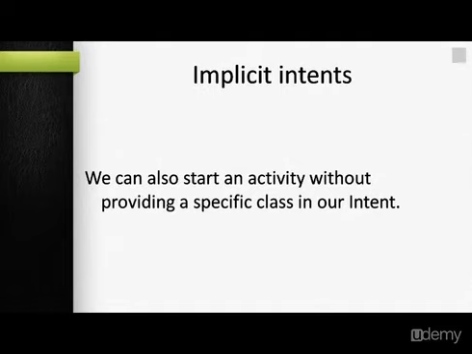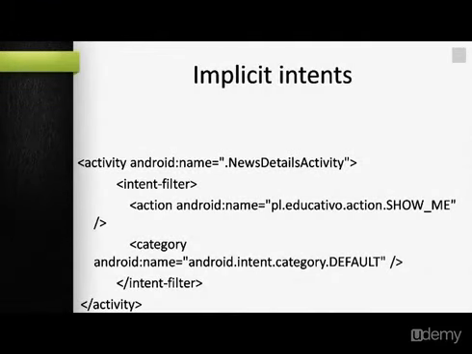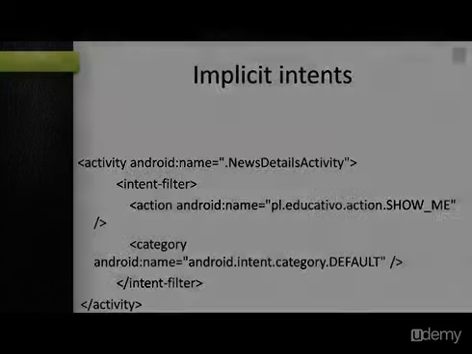So far, we have shown how to start an activity explicitly, stating the identifier in its class. We can also start an activity without stating a specific class, using an implicit intent. The slide below shows a standard entry in the manifest for our conference application. We have here the News Details activity. We also see the declared intent filter in which we have an action and a category. The Android action is declared as PL Educativo Action Show Me. We have also defined the default category, which is required in this case to start our activity on the basis of the action. If we do not want to start our activity by an action, or do not want to do that by an implicit intent, the category will not be necessary.